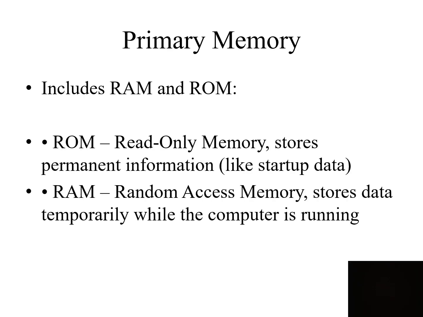So let's understand more clearly. First is primary memory. Primary memory mainly includes RAM and ROM. RAM is random access memory and ROM is read only memory. ROM stores permanent information, for example the startup instructions when you switch on the computer. And RAM, or random access memory, is where all the active work happens when the computer is running.